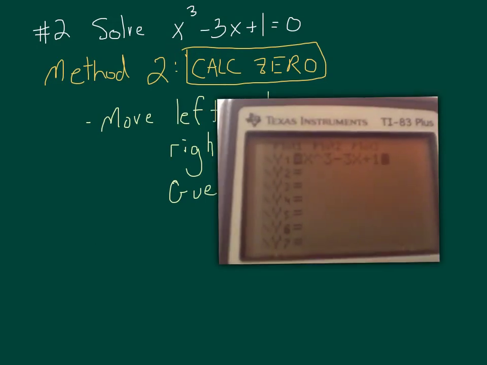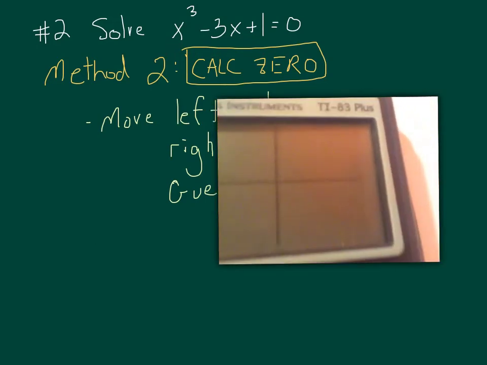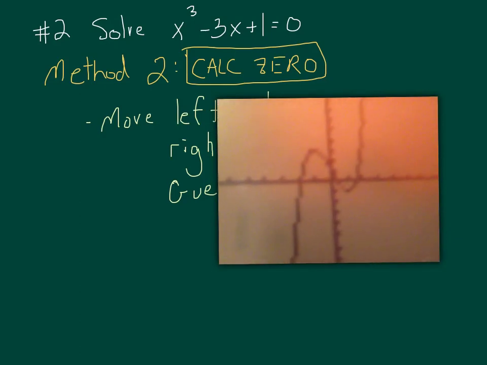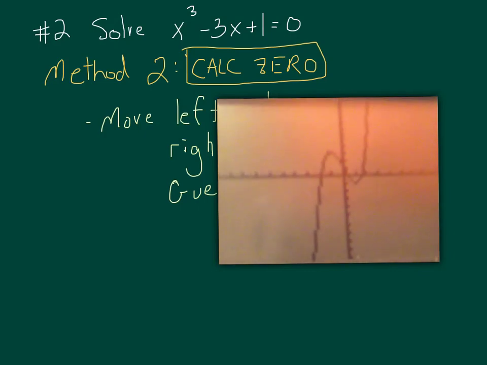Okay, so got it in my calculator. Going to hit graph, and there it is. Isn't it pretty? So it looks like it's got 3 zeros. Now we're going to actually calculate these zeros.